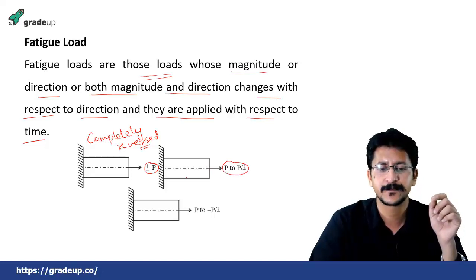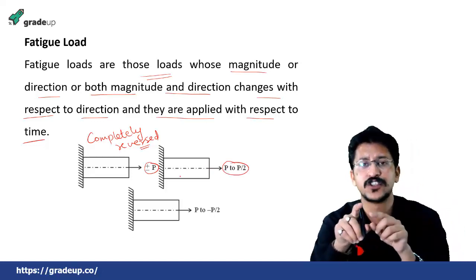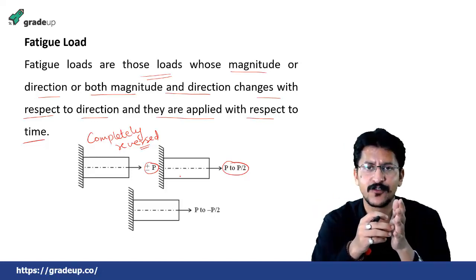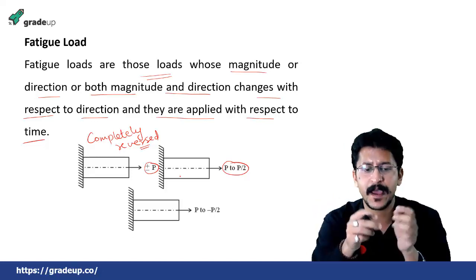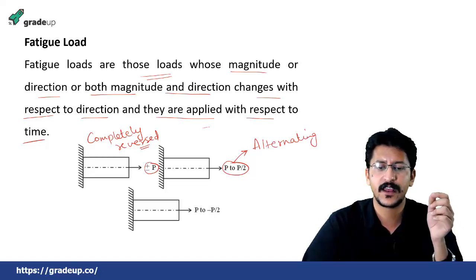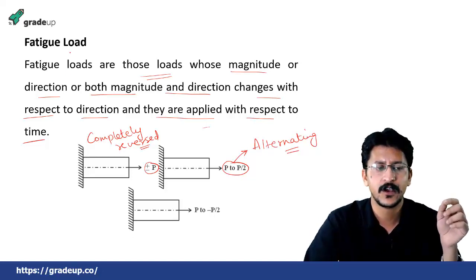Okay, in this case what is happening? The direction is not changing. You can see that it goes from P to P by 2. That means the tensile force was P, then reduced to P by 2. So what is this the case of? This is the case of alternating stress or alternating fluctuating fatigue loading.